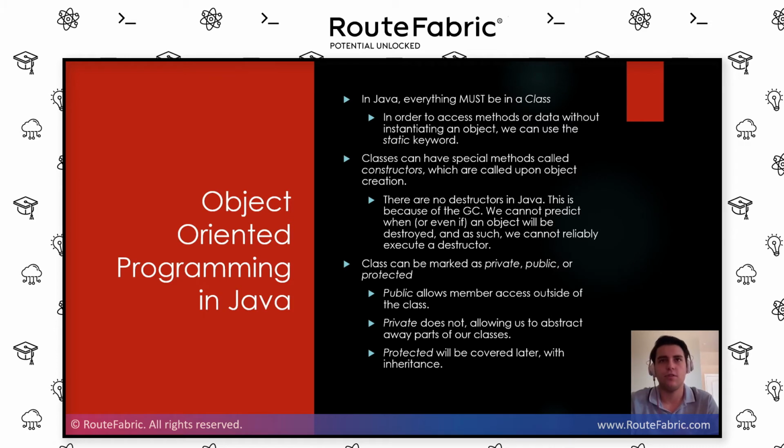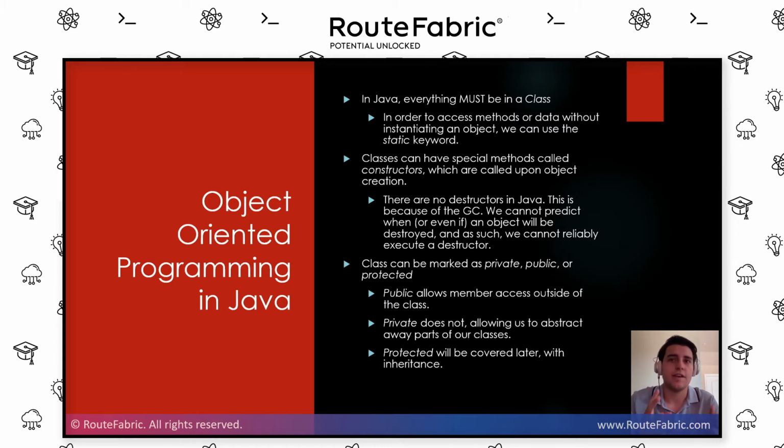All right, so object-oriented programming in Java. Again, everything in Java must be in a class. So in order to access methods or data without instantiating an object, we use the static keyword. We'll get into this in just a second. Basically, since everything in Java needs to be within a class, often you'll find this scenario where you have a class, but you don't want to instantiate it, and that's where static comes in. Classes also have special methods called constructors, which are called upon object creation. I'll get into depth on these in a little bit as well.